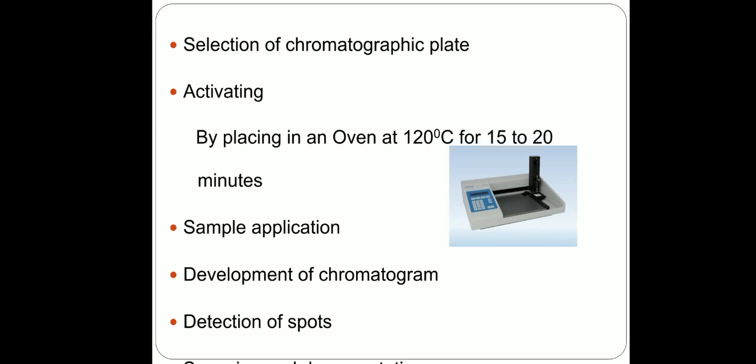Then sample application. Here the sample is applied by using a sample applicator device. In paper and TLC we have applied the sample either by using a capillary tube or by using a micropipette or micro syringes. Here the sample applicator is there. So sample is applied by using a sample applicator. And next one, development of chromatogram.